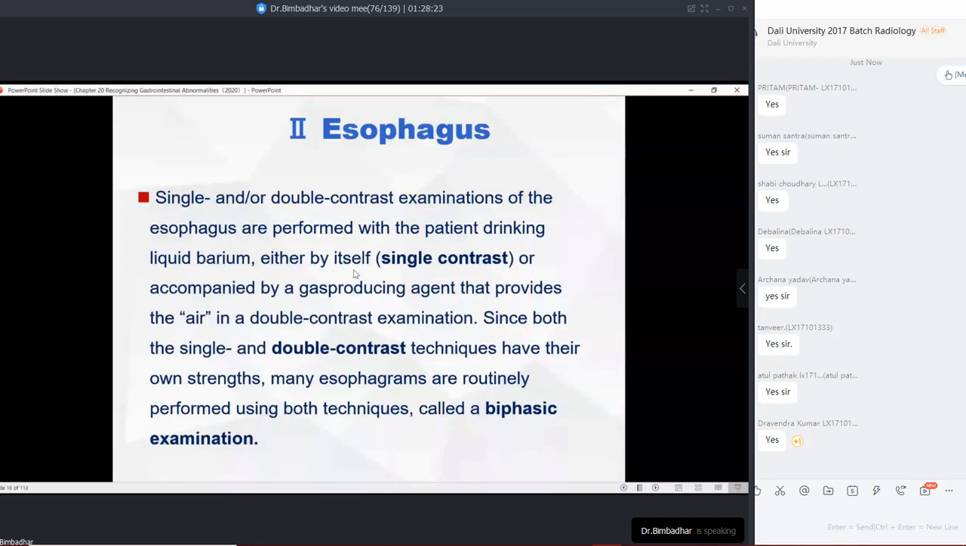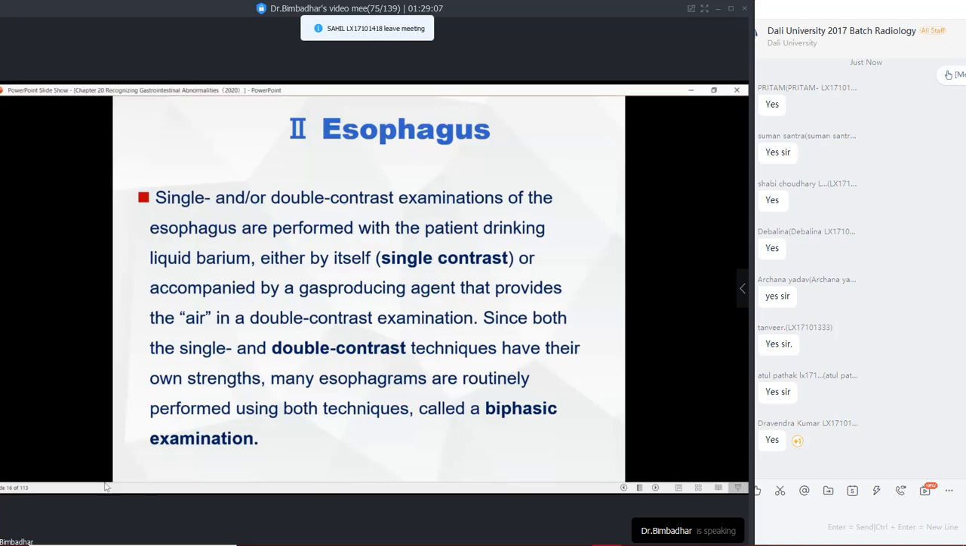either by itself, which is called a single contrast, so only barium sulfate is ingested through the mouth, or accompanied by a gas producing agent that provides air inside the tract, called a double contrast examination. Single, both, and double contrast techniques have their own strengths. Many esophagograms, the image obtained here is called an esophagogram, are routinely performed using both techniques, and that's the reason it becomes a biphasic examination.